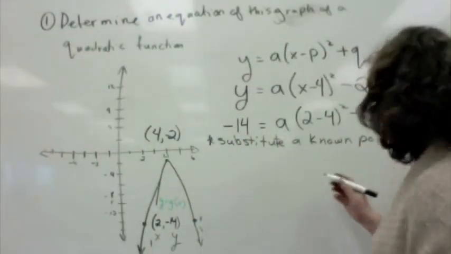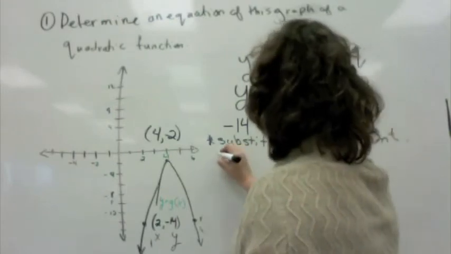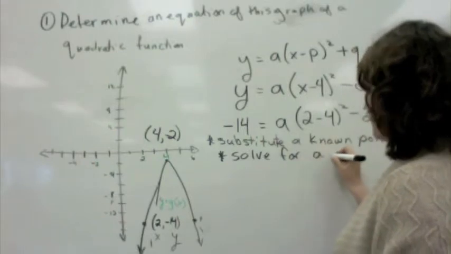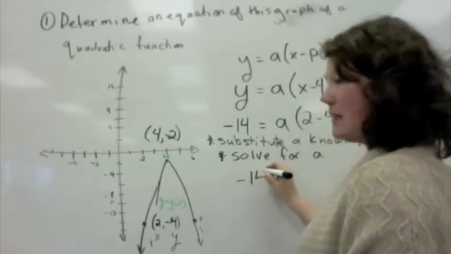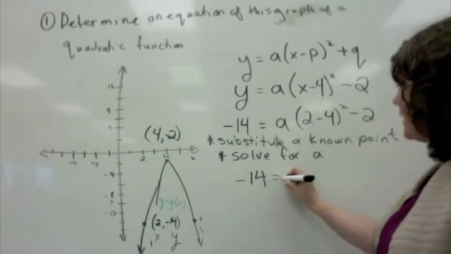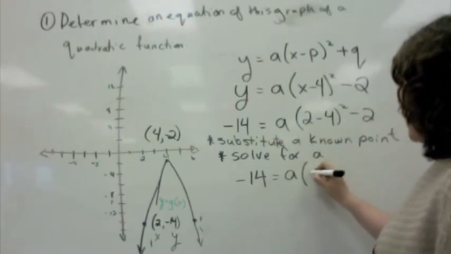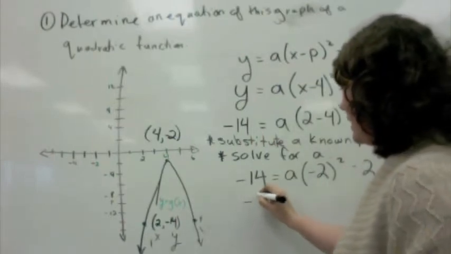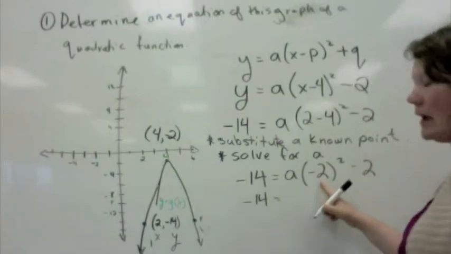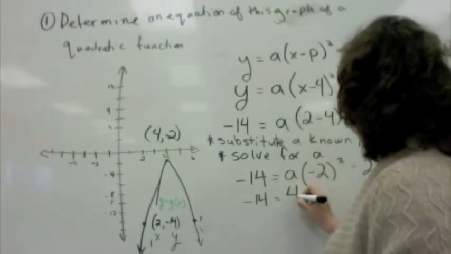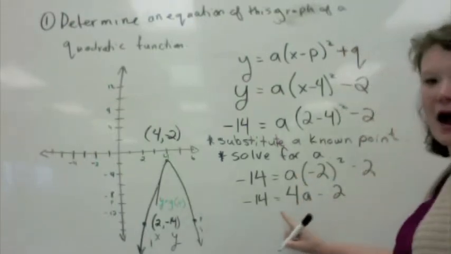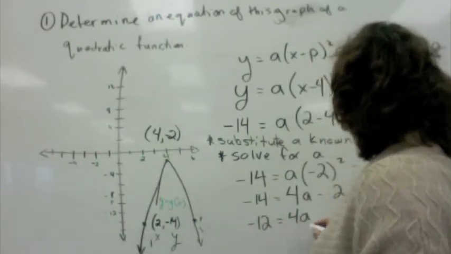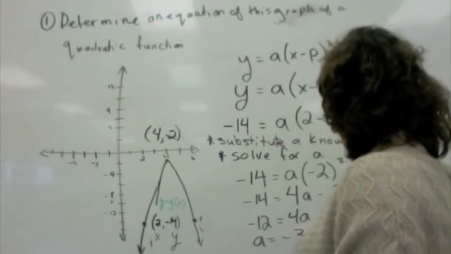So now I'm just going to solve for a. Negative 14 equals a(negative 2) squared minus 2. Negative 14 equals negative 2 squared is 4, so 4a minus 2. Add 2 to both sides. Negative 12 equals 4a. A equals negative 3.